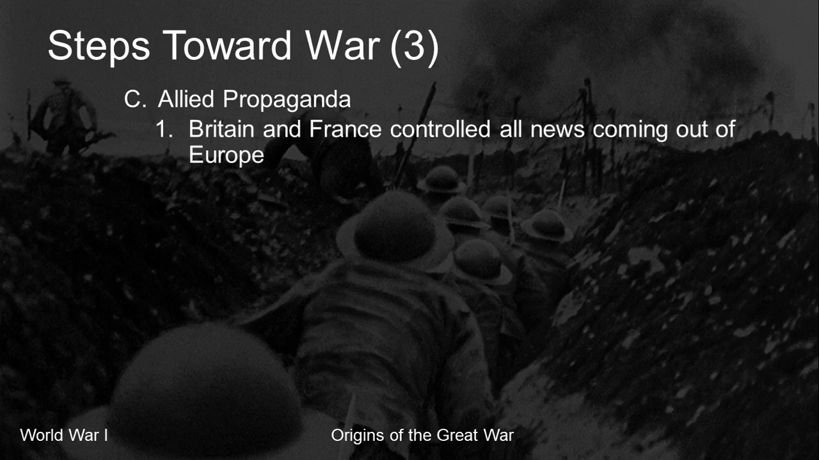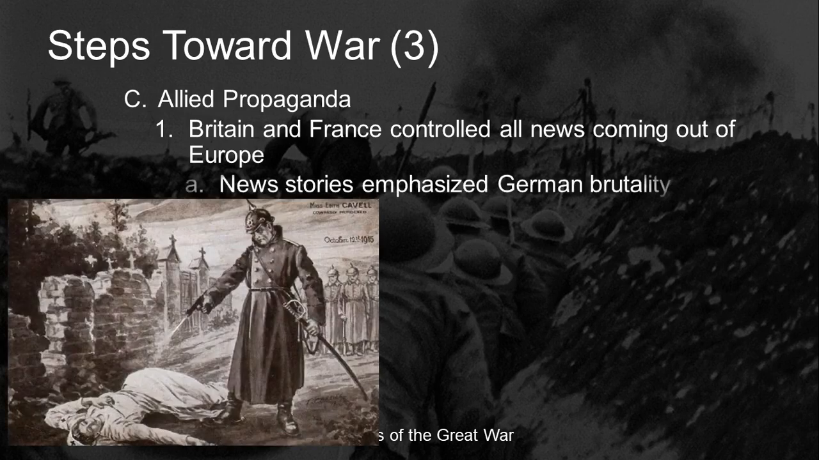Britain and France, because of the way this thing called the transatlantic cable works. The transatlantic cable is the telegraph cable that stretches from North America to Europe, and it runs through Britain and France. Therefore, they control all news that comes out of Europe. And so they can send over news reports. The problem is those reports will be filled with propaganda. And so they will emphasize the brutality of the Germans.